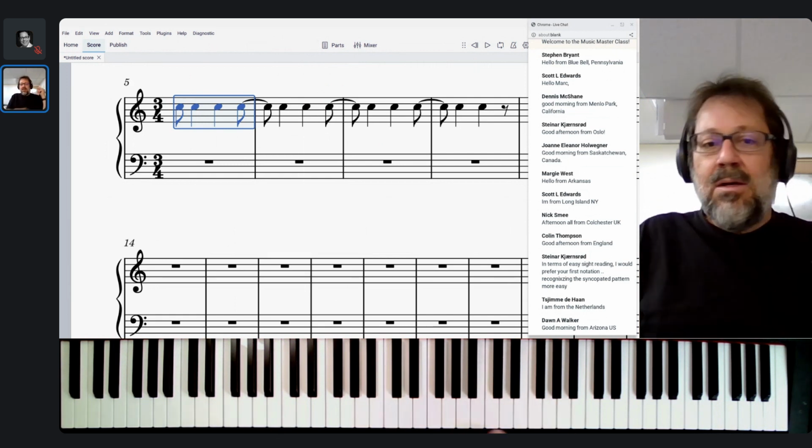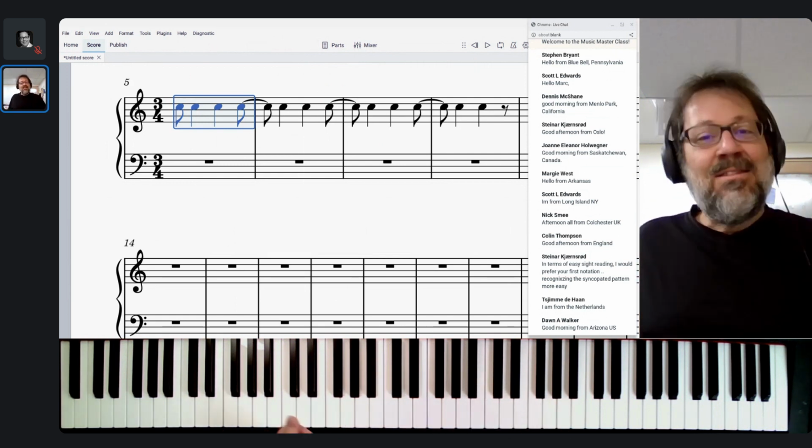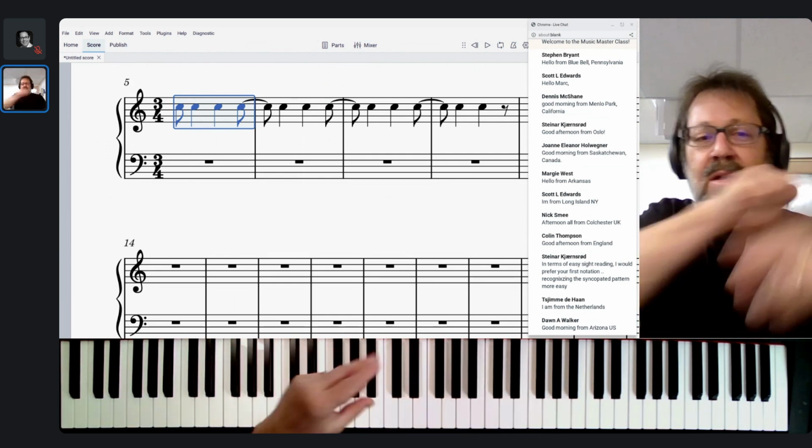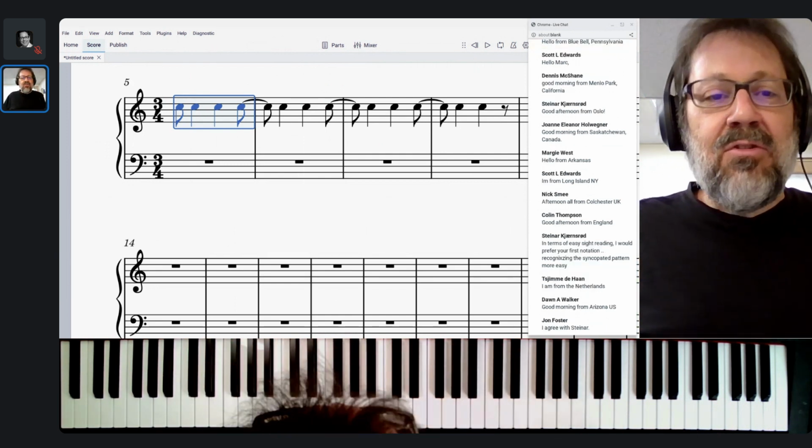Bum, bum, bum, bum, bum. I can't do that. That is weird. I can do all sorts of complicated things between my hands, but snapping and bowing, I've never tried before.